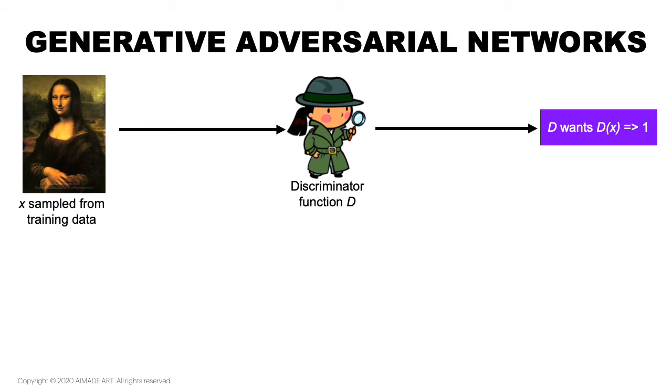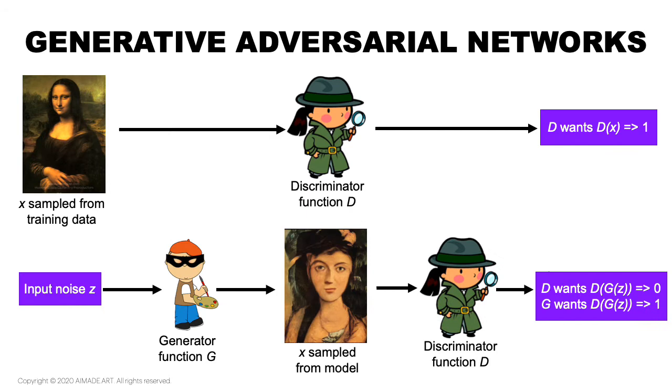So back to our paintings example, sometimes the discriminator is fed with samples from the training dataset, which are the real oil paintings from human artists. And in this case, the discriminator wants D of X to be close to 1, which means that they are flagged as real images. And some other times, it's the generator who creates the painting that is passed to the discriminator. And in that case, the discriminator wants D of G of Z to be close to 0, which means that they are flagged as fake. While the generator wants D of G of Z to be close to 1, which means that we are fooling the discriminator. So that's why they are called adversarial, because we have two networks that compete with each other.